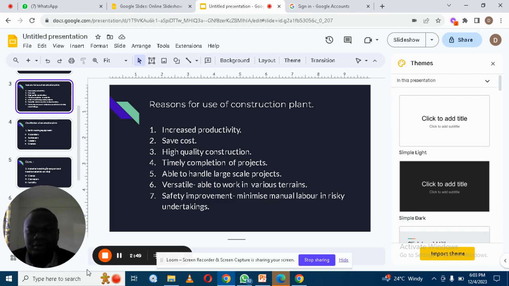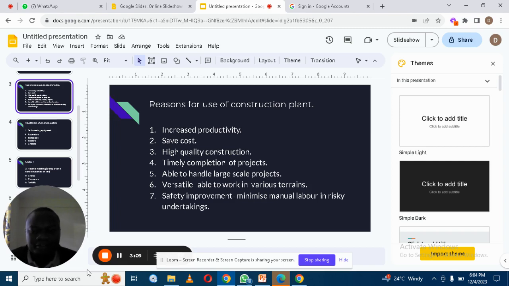Number four, you use construction plant when you want to have timely completion of projects. If you want your projects to be completed on time, you will definitely want to use a construction plant.